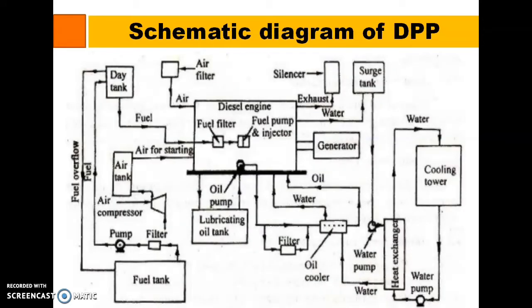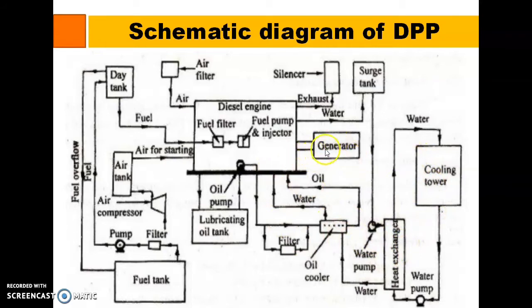Now we'll see the exact schematic diagram of the diesel power plant. It consists of a number of circuits. It consists of the main circuit like the diesel circuit. Then this is the fuel circuit, where fuel is injected into the engine. Then this is the air circuit, where air enters the diesel engine. Then this is the starting circuit, where the starting is done in the presence of a compressor. Then this is the cooling tower, the cooling circuit.